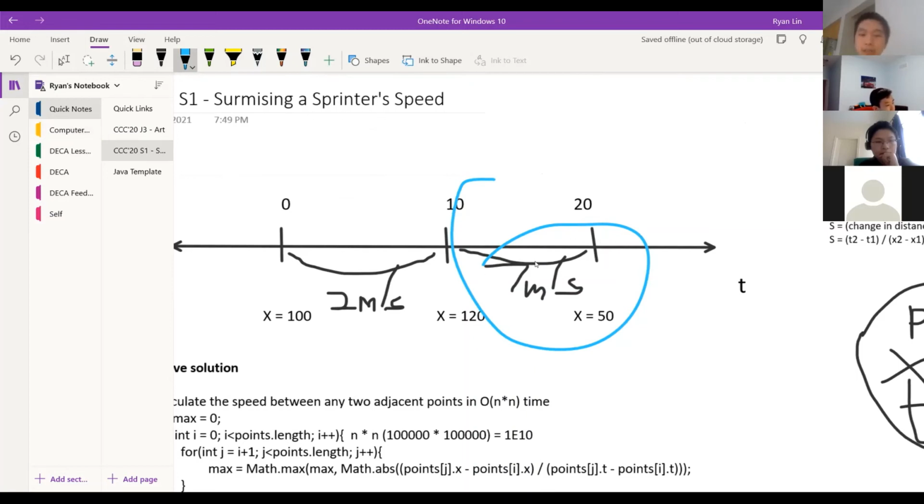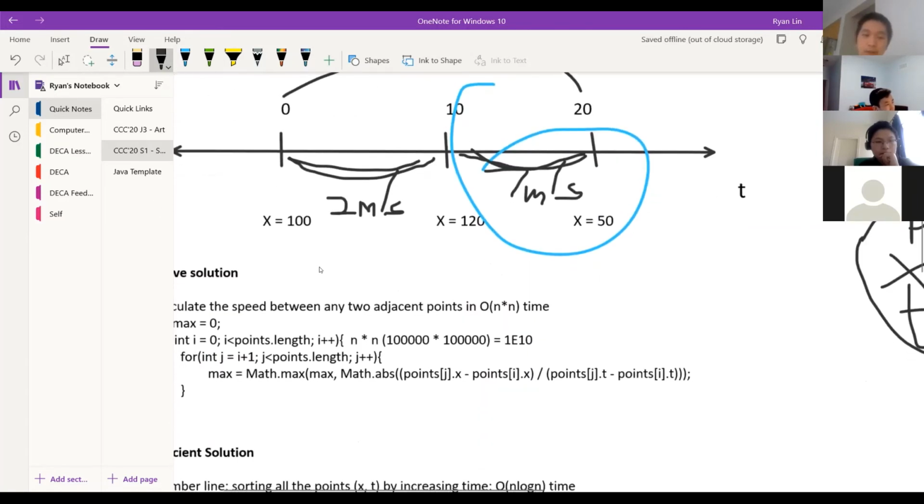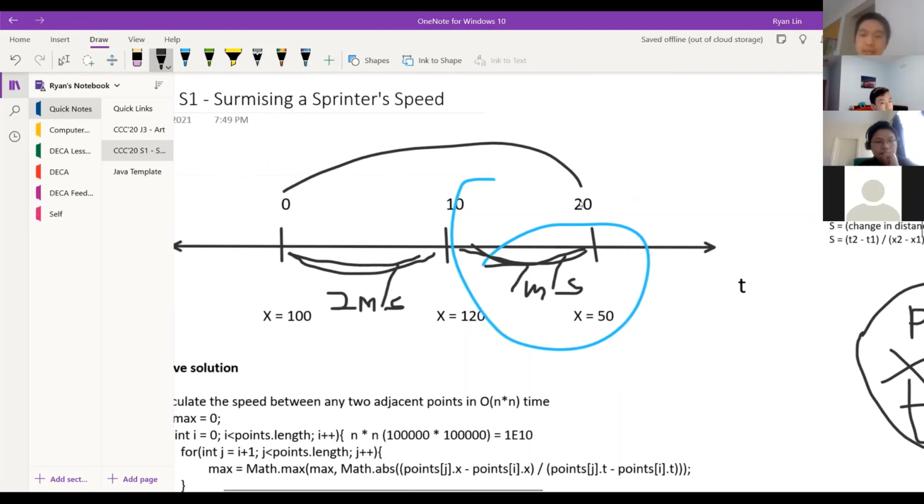So how do we know this is true? How do I know that the speed between here and here is not faster than the speed between here and here, and the speed between here and here? Well, we can observe that the average speed between 0 and 20 cannot exceed the speed between 0 and 10 or 10 to 20. One of these is going to be the maximum, right? The average of all the speeds cannot be greater than the speed at any point of time, right? So therefore, you just take the maximum of all the speeds you calculate between adjacent pairs.